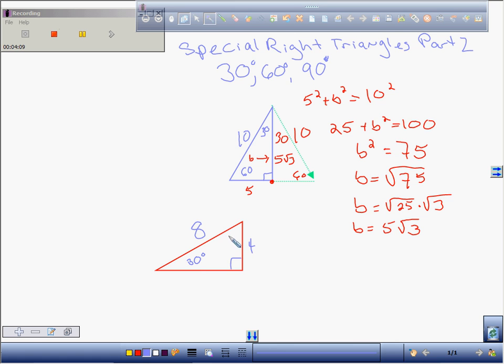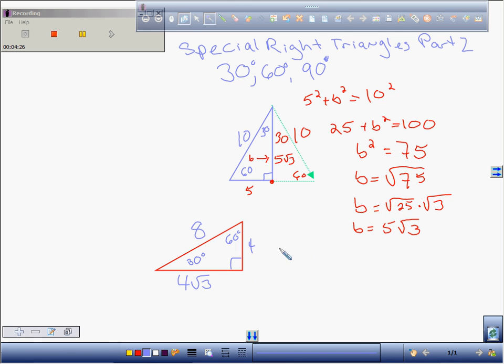And it might help you to draw in all the other angles. Now, what do you think this side would have to be? Noah said that. He sees the pattern. It's 4 times the square root of 3. If I did the Pythagorean theorem, which I'm not going to do, you would end up that this side is 4 root 3.